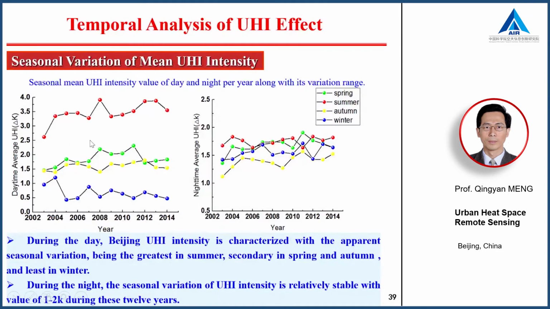And during the day, the Beijing urban heat island intensity is characterized by apparent seasonal variation. The greatest in summer, and the second in the spring and the autumn, and it varies at night. The seasonal variation of the urban heat island intensity is relatively stable, very close to each other, with the value of 1 to 2K during these 12 years.